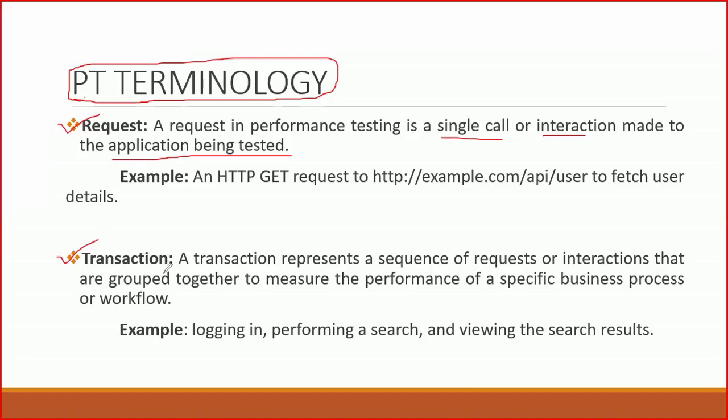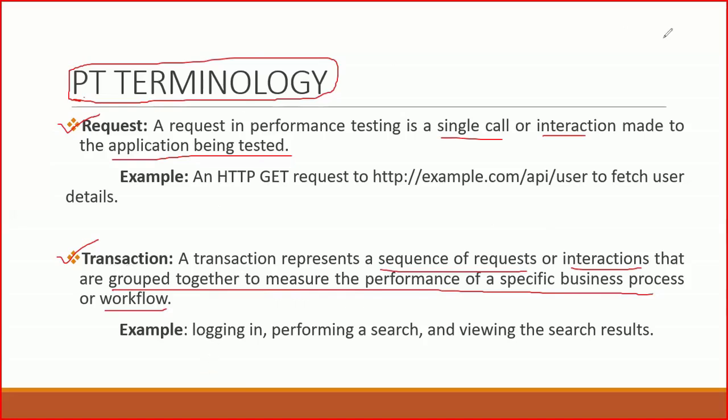So what is a transaction? A transaction represents a sequence of requests or interactions that are grouped together to measure the performance of a specific business process or workflow. On a high level, I can say a group of requests forms a transaction. A sequence of requests or interactions that we make to the application to execute one particular business process, we call a transaction here.